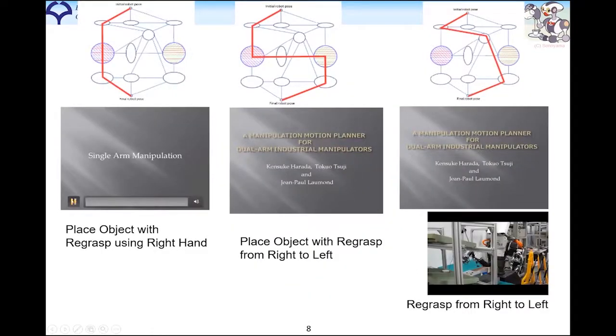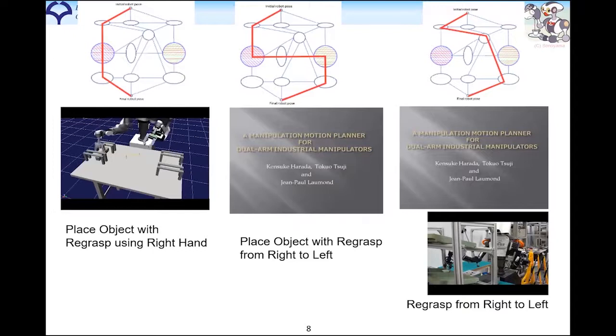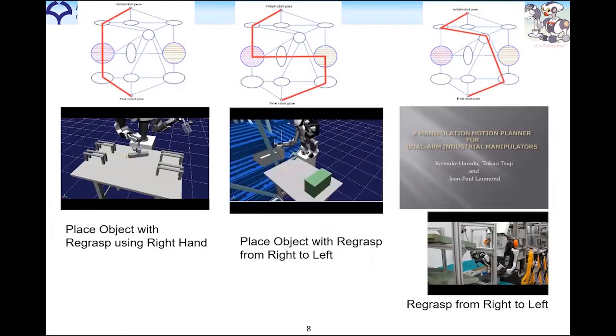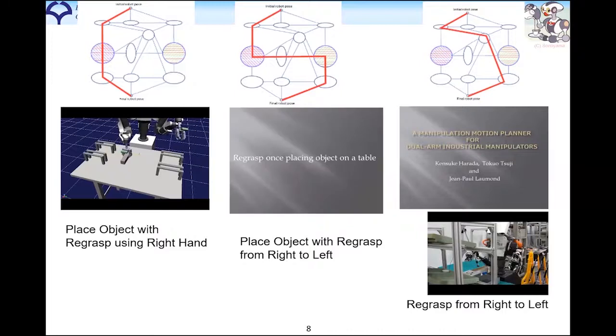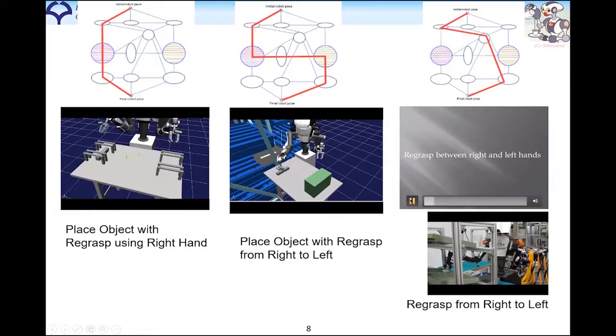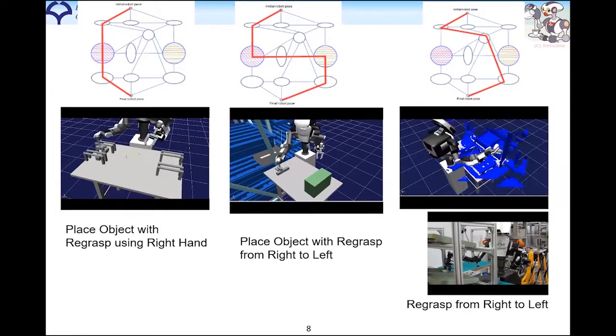And with this structure, we can obtain several manipulation styles. The first one is single arm manipulation, where the robot manipulator places the object and grasps it using the right hand. And in the second case, the robot places the object with the right hand, then grasps it from right to left and places the object to the designated posture by using the left arm. And in the final case, the robot will grasp the object from the right to left.